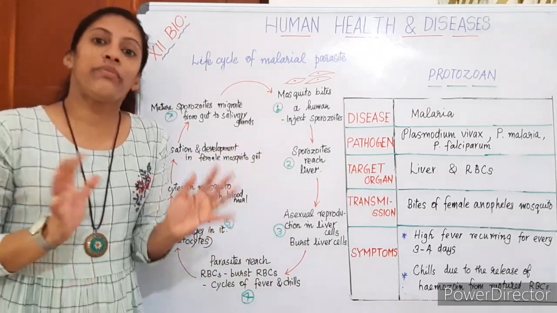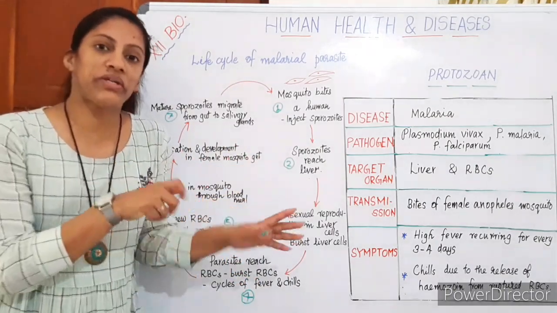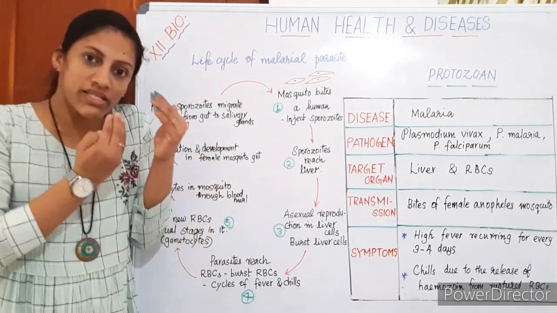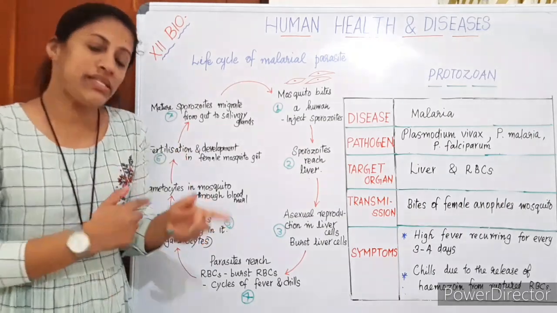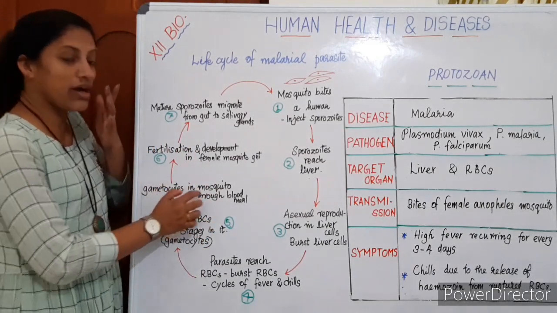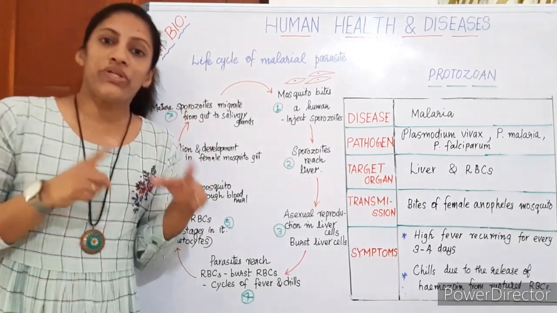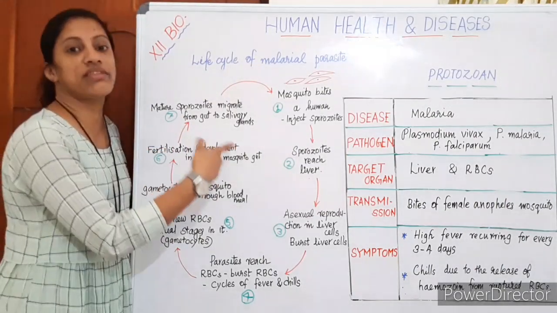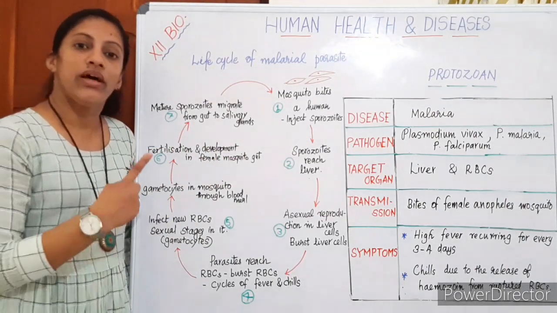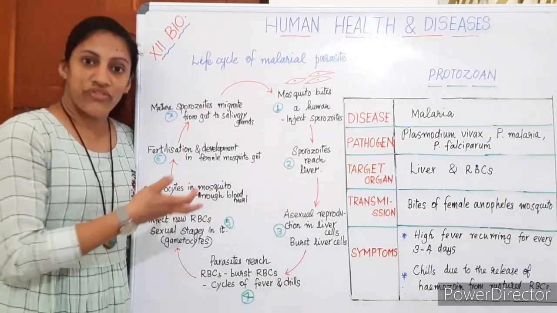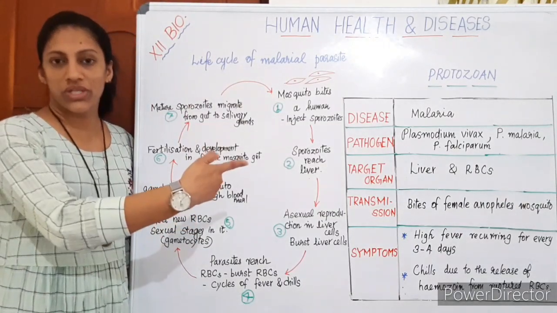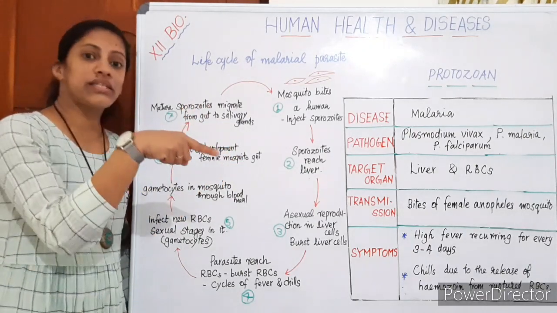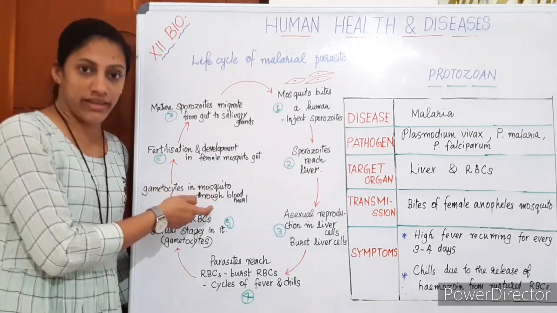Then when a mosquito bites an infected person and takes the blood, what happens? The gametocytes reach the mosquito's body. The gametocytes in the mosquito's body will undergo fertilization in its alimentary canal. Now the gametocytes from our blood have reached the mosquito's body, in gametocyte form, and these gametocytes release the gametes there in the gut.